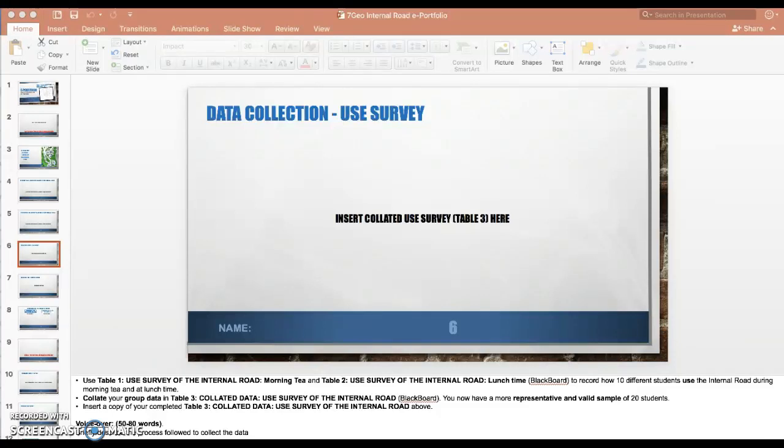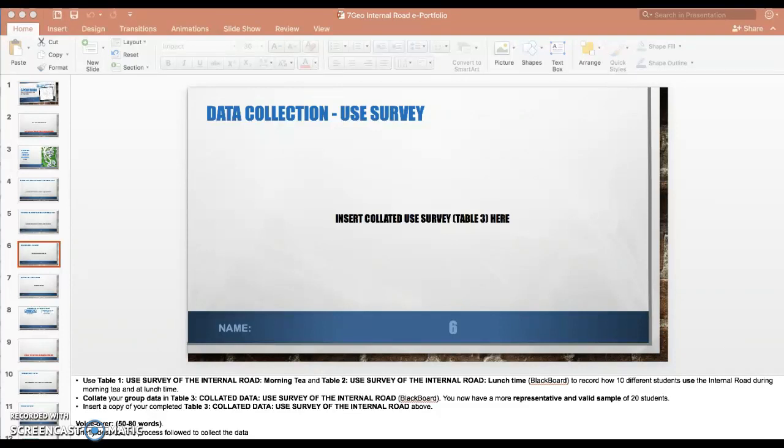Okay, for this slide, which is slide 6, we're talking about the survey that you should have already completed before you're watching this video. So the survey was where you went out into the internal road and just looked at what 10 people were doing. So you either went at morning tea or at lunchtime, and then you would have got information from someone who went at lunch if you went at morning tea, or the other way around.